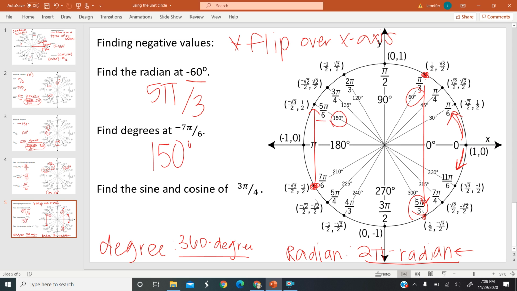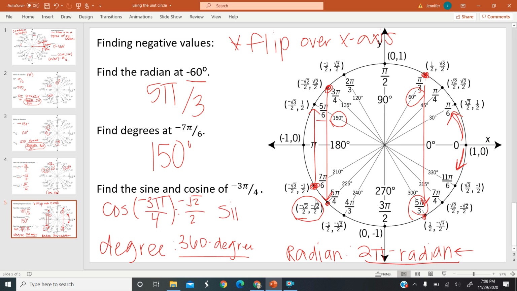So then the last one, we have negative 3 pi over 4. So I'm going to come to positive 3 pi over 4, flip across the x-axis, and I end up at 5 pi over 4. And then it wants the sine and cosine, so I'm going to be using this coordinate. So remember, cosine is x value, so the cosine of negative 3 pi over 4 is going to equal that x value, which is negative square root of 2 over 2.